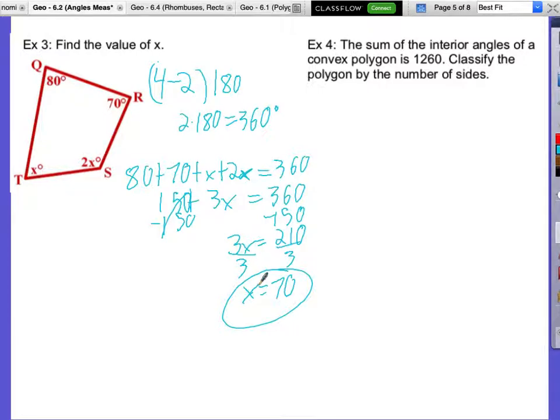So, and then once we set this up, we set up all the 4 interior angles equaling the sum here. Questions on number 3? Okay.